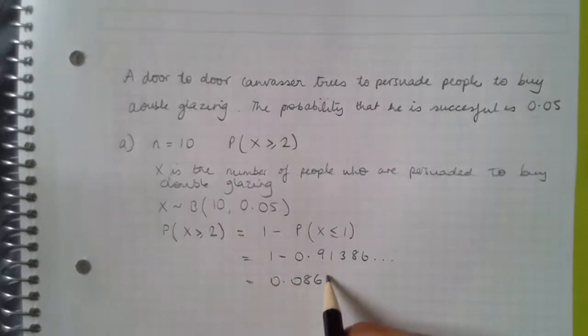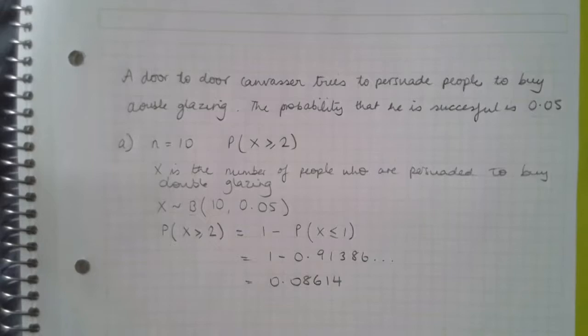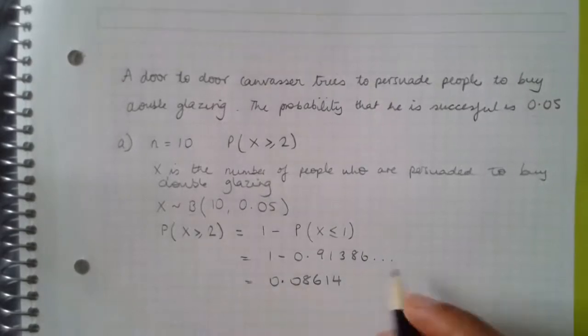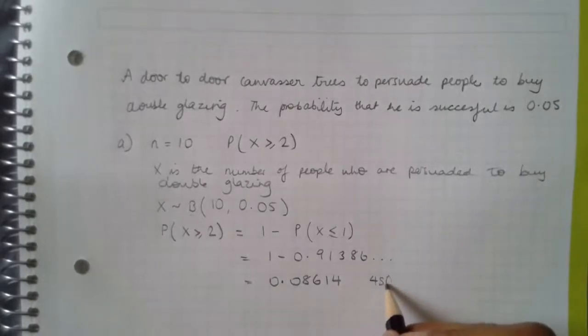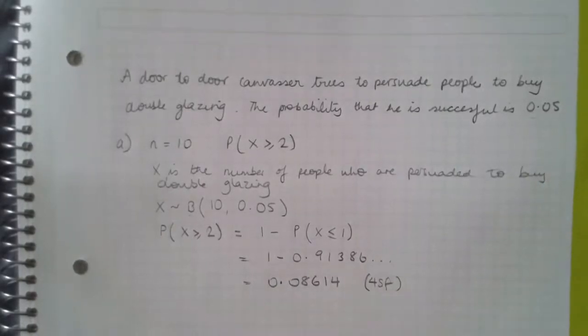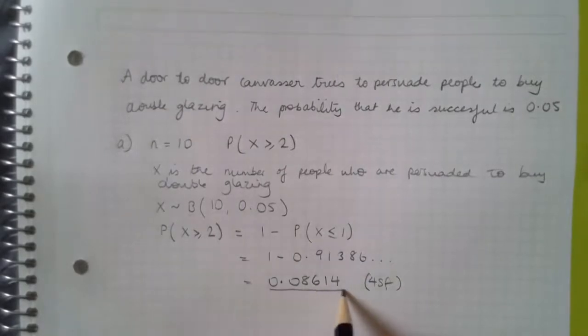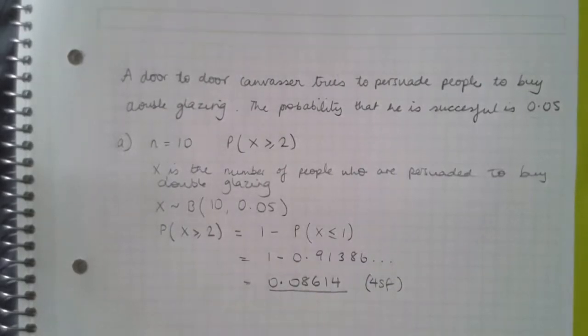So the probability that he gets at least 2 successes out of 10 is 0.08614. Always give it to at least 3 significant figures. In this case I've given it to 4. That means he's got about an 8.6% chance. Okay. Now part B is where it gets interesting.